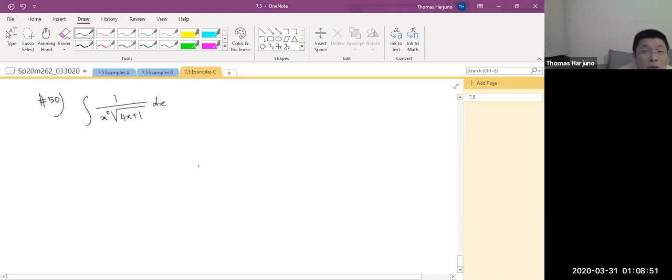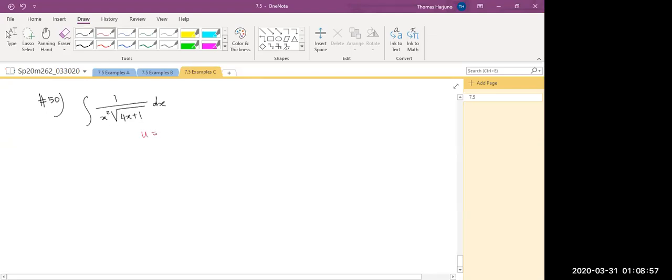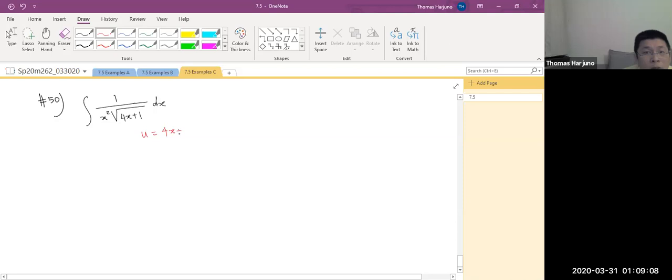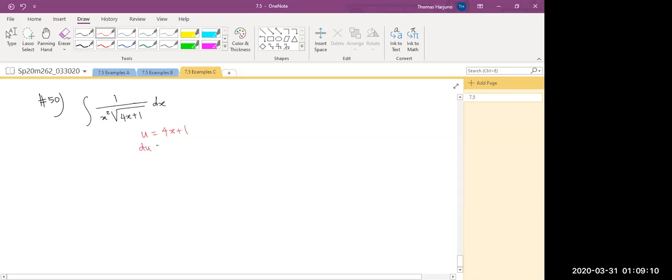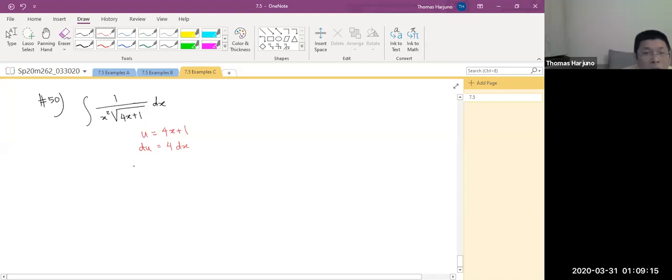I think I will use u-substitution, but I don't know what substitution I should use. Any idea? I think the 4x plus 1? Yeah, 4x plus 1, yeah. So this is for the x. Okay, so what happened to our x? That will be u minus 1, over 4. That's for our x, right?